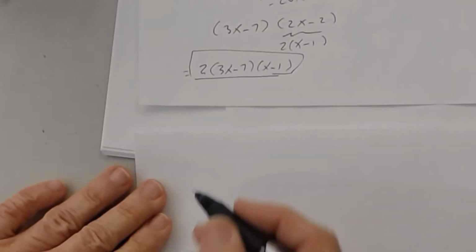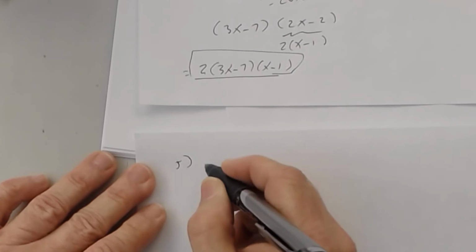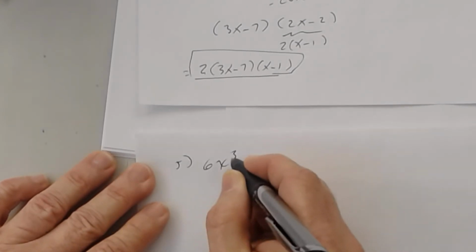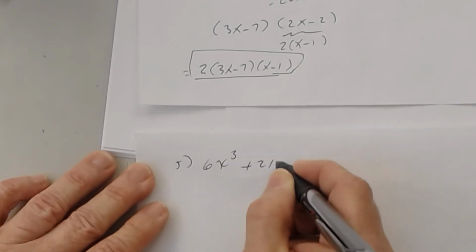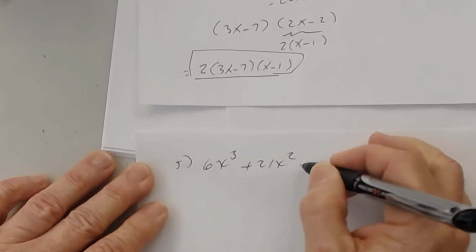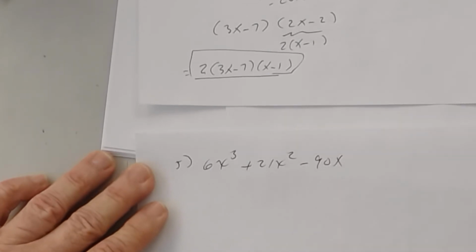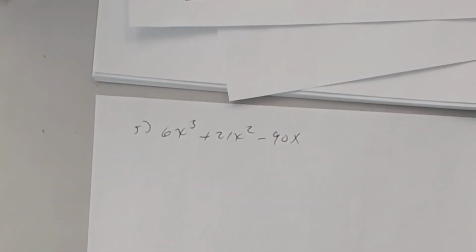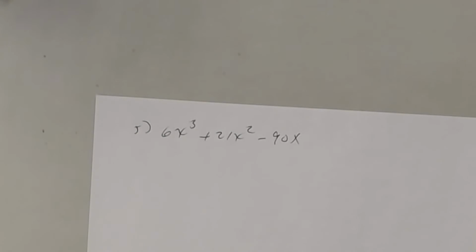Okay, number 5, let's suppose we had this. We had 6x cubed plus 21x squared minus 90x. So 6x cubed plus 21x squared minus 90x. All right.